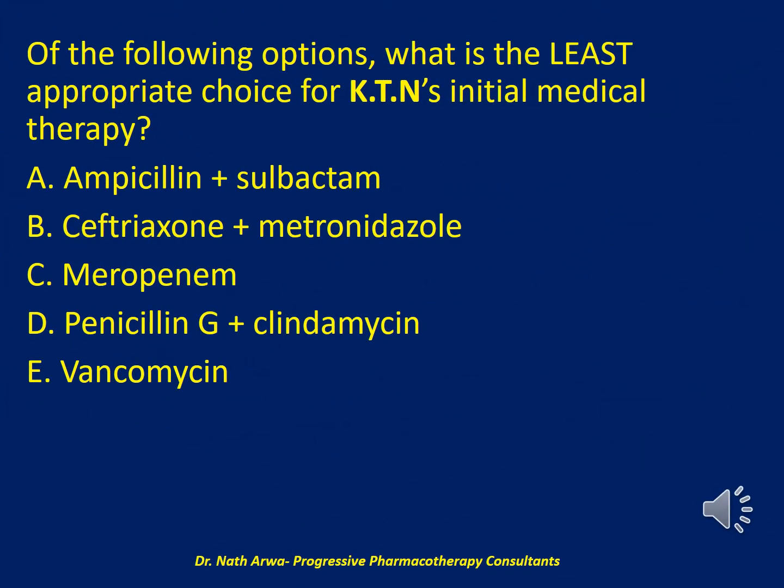So my question to you is, of the following options, what is the least appropriate choice for KTN's initial medical therapy? Is it A. ampicillin sulbactam, or B. ceftriaxone plus metronidazole, or C. meropenem, or D. penicillin G plus clindamycin, or is it E. vancomycin? I will give you 10 seconds to choose the correct answer to this question from the listed options.